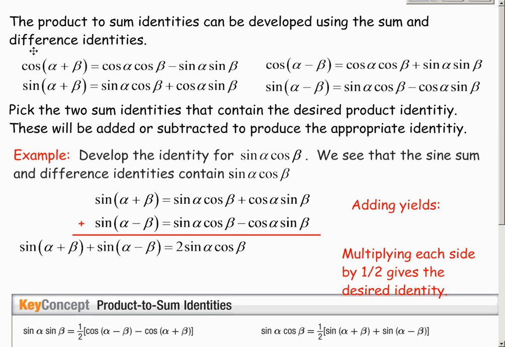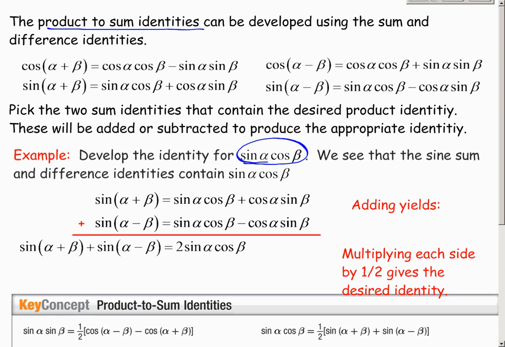Our next identities are called product to sum identities. And we're going to start off with the sum and difference identities to see how these are developed. So in the example here, we want to develop the identity for sine of alpha cosine of beta.